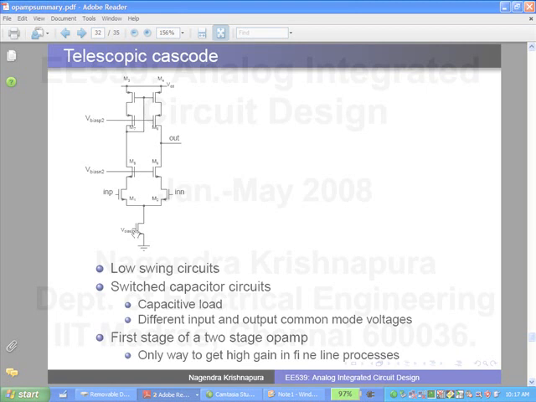Okay. But you will get a higher DC gain with higher length, longer channel devices. That is for sure. But maybe it's not that you will have to double the length and double the width and everything is fine. You may have to do something more than that. Okay.